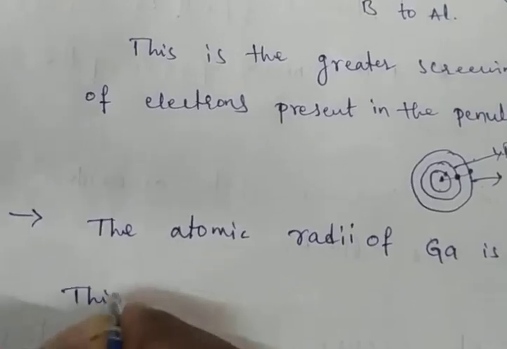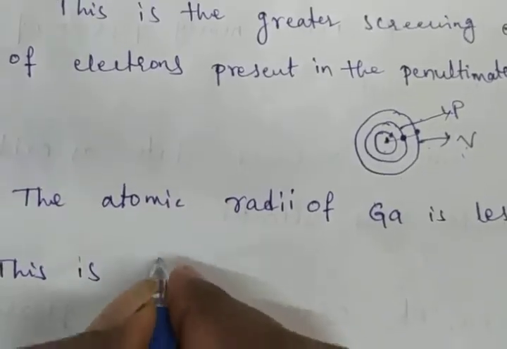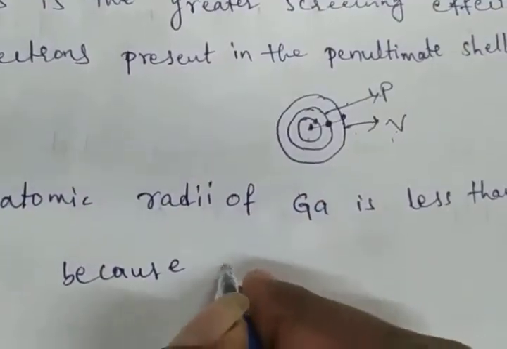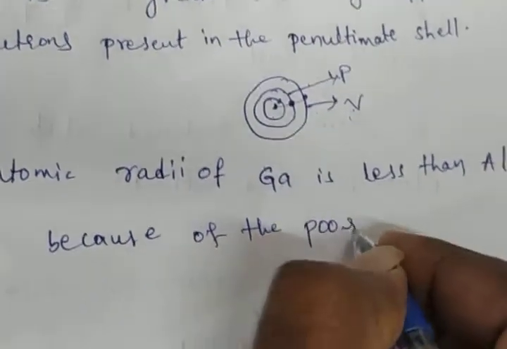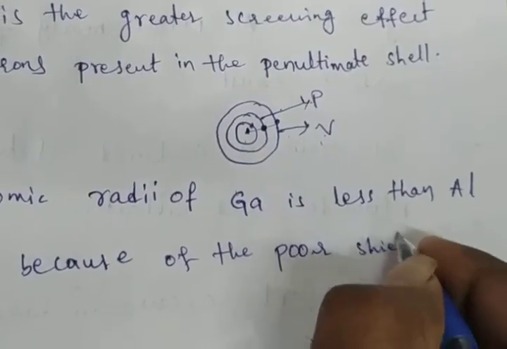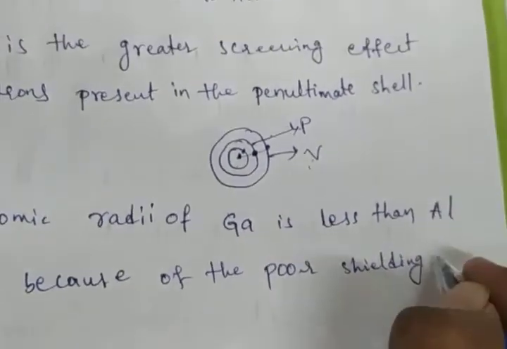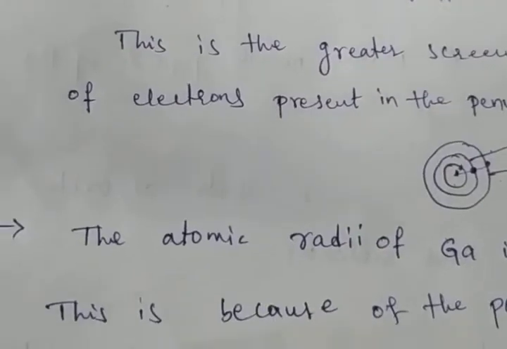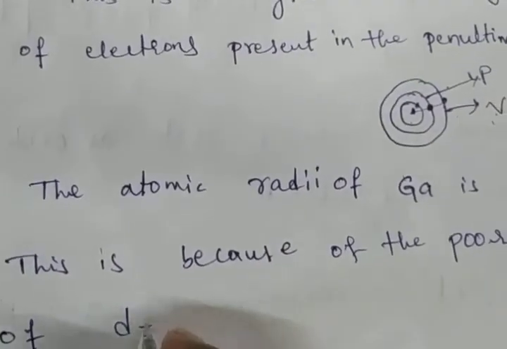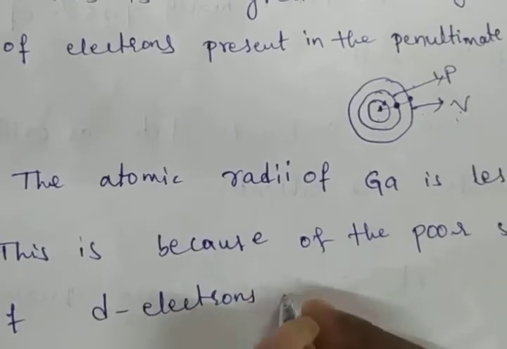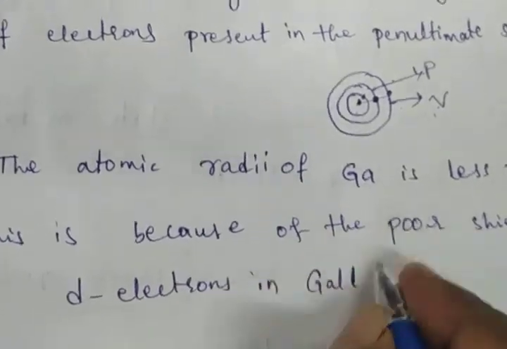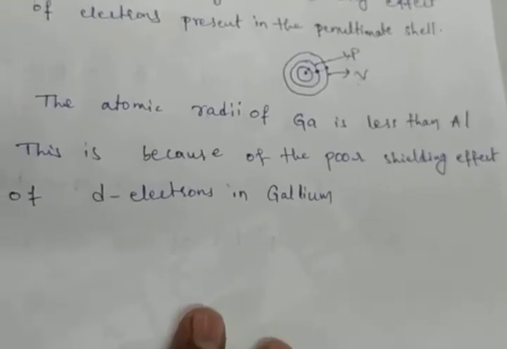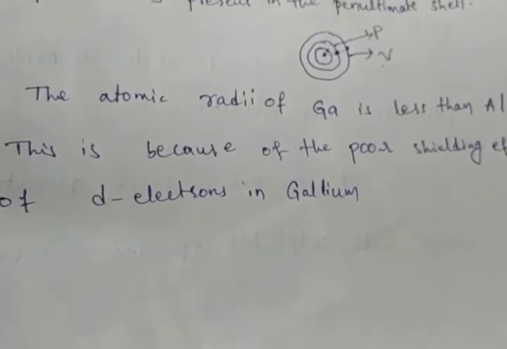This is because of the poor shielding effect of d electrons in gallium. So that is the reason.